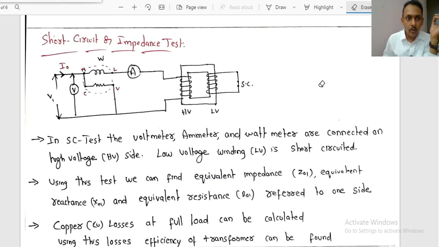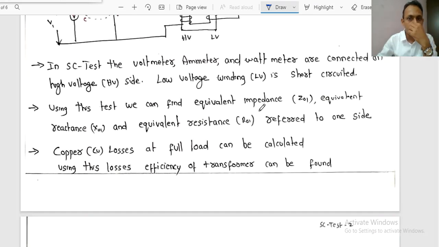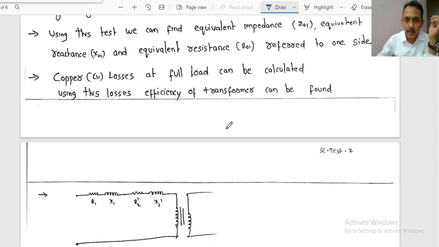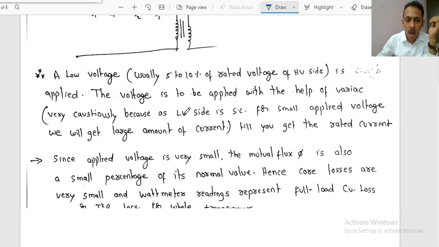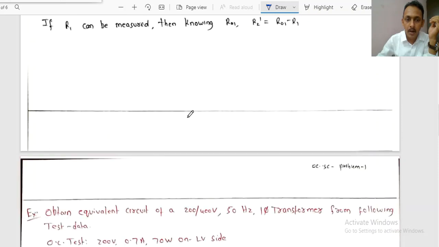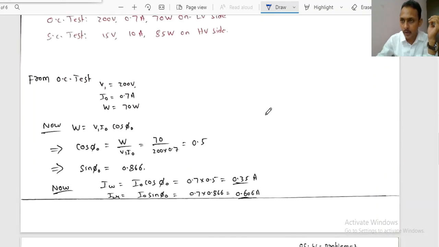In this video, we are going to discuss one important test, that is the short circuit test or impedance test. We are going to discuss its circuit diagram, how the meters are connected, which side the test is to be performed, and also the purpose of this test. What is the main purpose? How to calculate its equivalent impedance, equivalent reactance, and equivalent resistance, how the copper losses are calculated for full load, and how to represent the circuit with respect to the primary side. We will also discuss one small example related to this topic in this video.